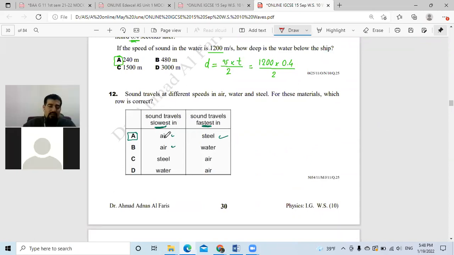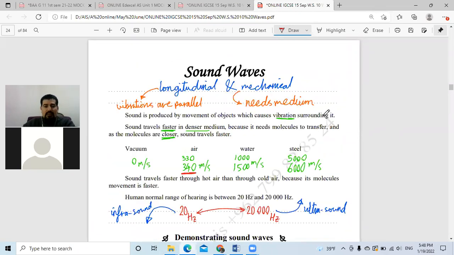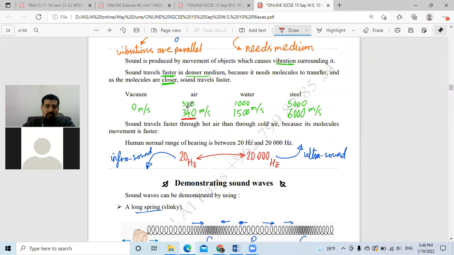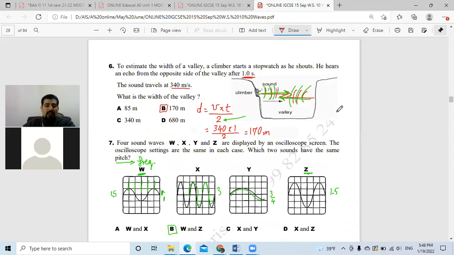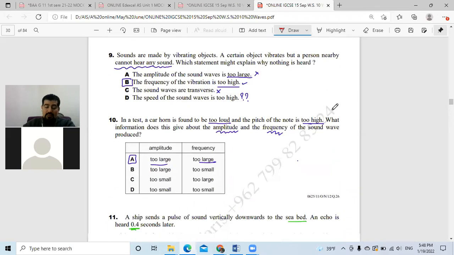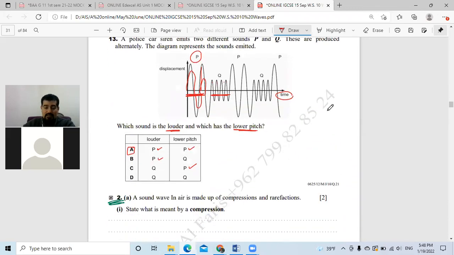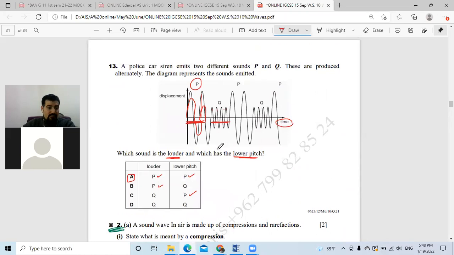Can we go through 12 again? Now they ask about 3 different media: air, steel, water. Which one is the slowest? The speed of sound through air is approximately 330 meters per second. You have to know this number. Through water it's approximately 1,000, and through steel approximately 5,000. So the slowest is in air and the fastest is through steel. Why? Because the medium is denser, and sound is a mechanical wave. That means whenever the medium is denser, the speed will be faster.